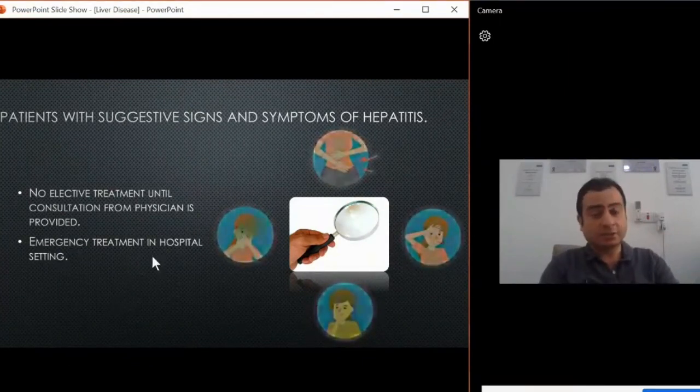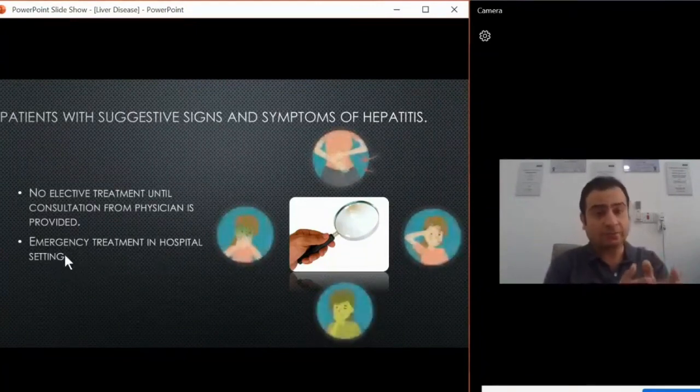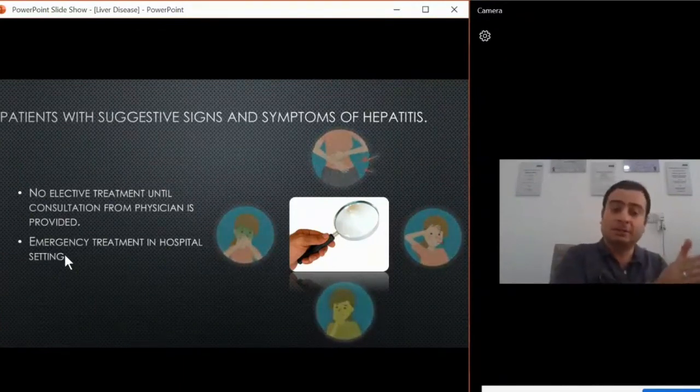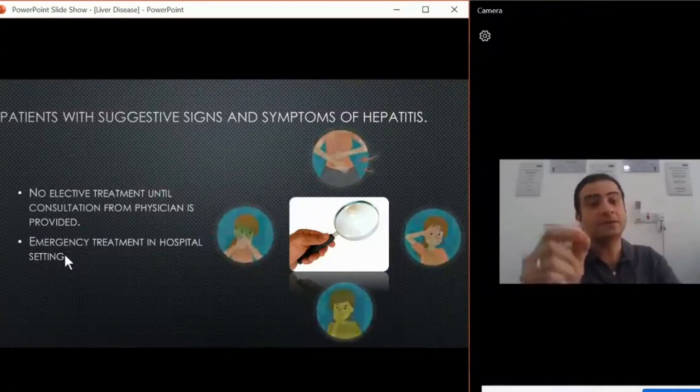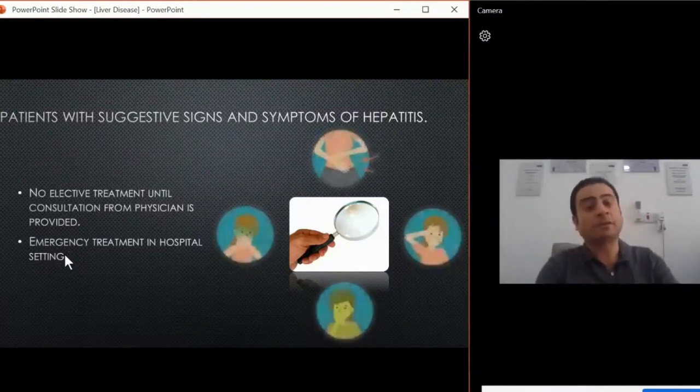Otherwise, emergency treatment in a hospital setting can be provided. If it is an elective treatment, we might be able to postpone the treatment and refer the patient to the physician. But if it is an emergency treatment, it's best to refer the patient to a hospital setting for the delivery of the treatment.